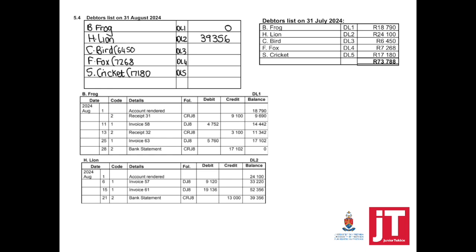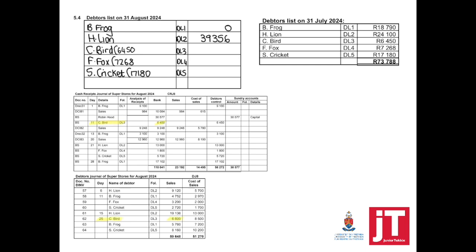C Bird. Now we need to highlight and see all the transactions where C Bird is involved. From the cash receipts journal, we're going to minus. From the debtors journal, we're going to plus, and then we calculate the new balance. F Fox, from the cash receipts journal, minus. From the debtors journal, plus, and that is his new balance.